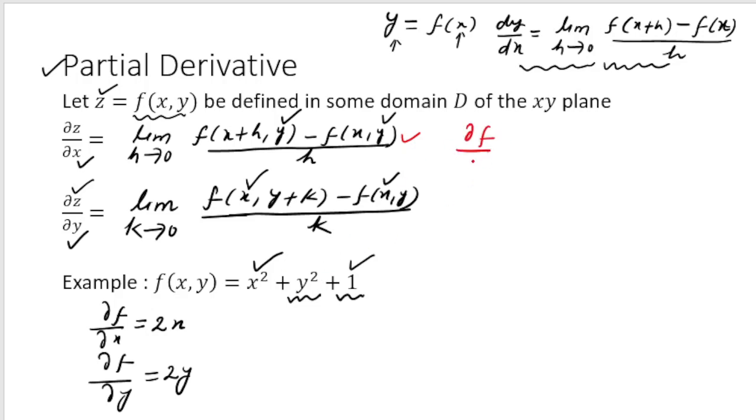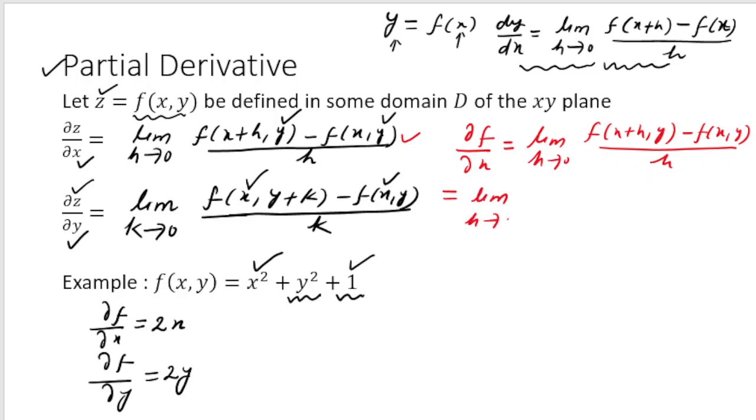So what will be del f by del x? As per the definition, it is the limit h tends to 0 of f of x plus h comma y minus f of x comma y divided by h. So if the function is this, what is f of x plus h comma y? I will write limit h tends to 0, and in place of x I am going to write x plus h whole square.